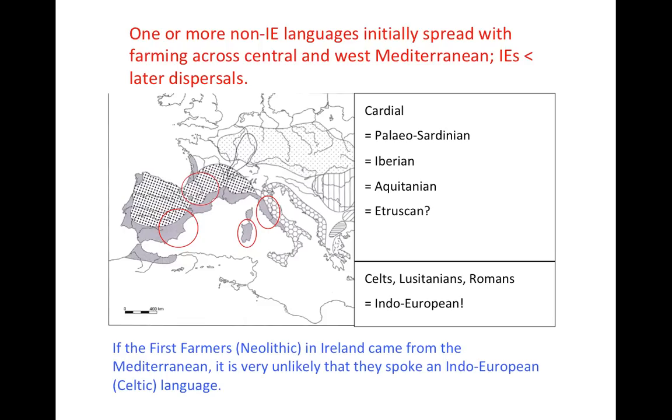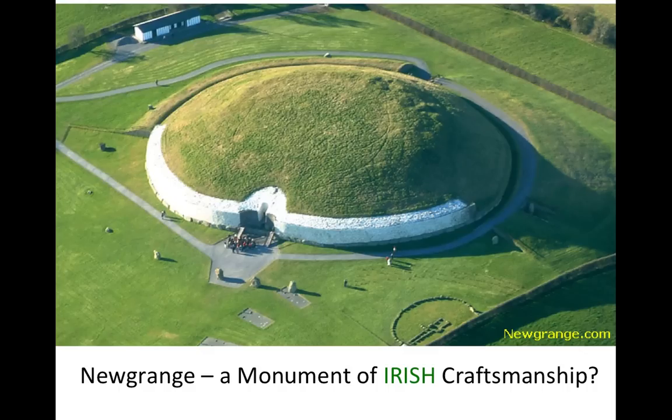And if you follow the logic, then the Irish first farmers should have introduced a non-Indo-European language related to the languages that we are finding in the Mediterranean that managed to survive up until the Iron Age. That means they would not have been introducing the Irish language.